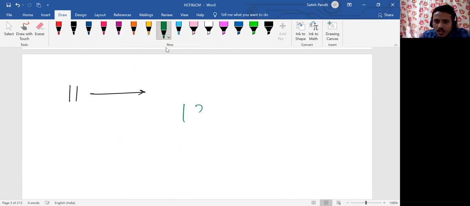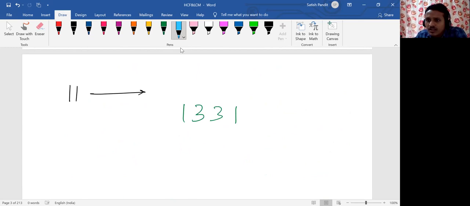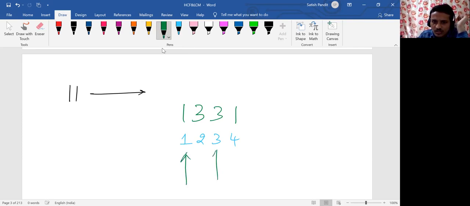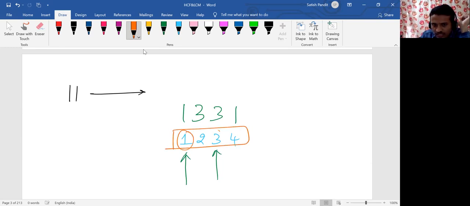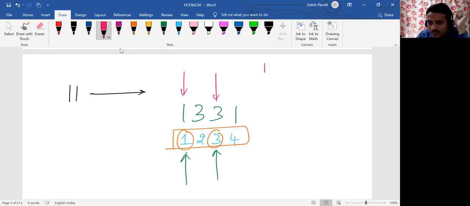I'll take an example to explain. If I have the number 1331. Now see, you have to number the digits from smallest to biggest, like I'll give a number to each position. So I'll give 1, 2, 3, and 4. Now, which are the odd places? 1 is odd and 3 is odd. So in the odd places, you have 1 and 3. So add the numbers at odd places. 1 plus 3 is 4.